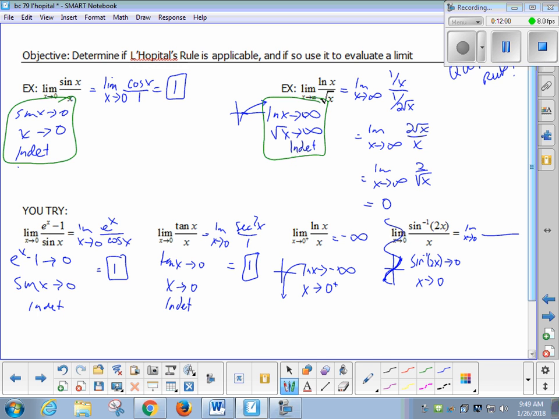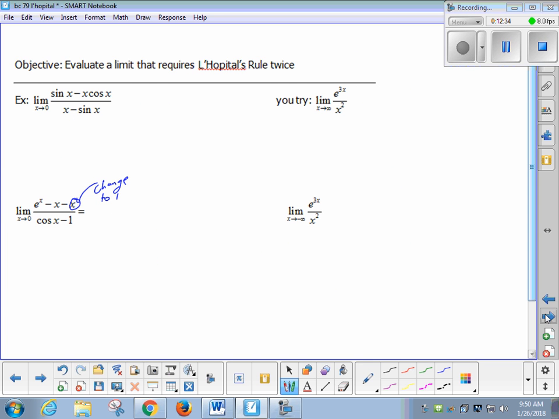What is the derivative of inverse sine of 2x? 1 over the square root of 1 minus 4x squared. 1 over that, 2 over that. Chain rule, right? The derivative of 2x, the derivative of the inside. That chain rule derivative is 2 over 1. So as x goes to 0, your limit is 2. How'd you do? Great. I'll assume your silence means 100% success.